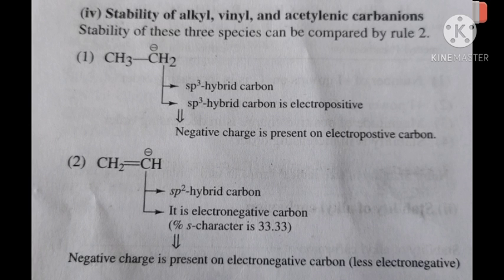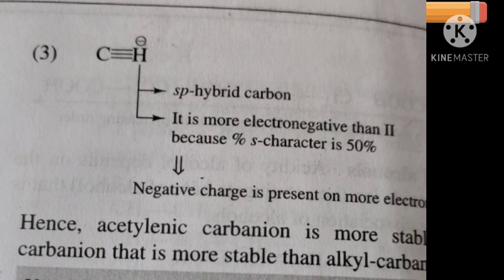In the vinyl carbanion, the negatively charged carbon is an sp2 hybrid carbon and it is more electronegative than the alkyl carbon. The percentage of s character is 33.33. The negative charge is present on a more electronegative carbon, though still less electronegative than in the acetylenic case.